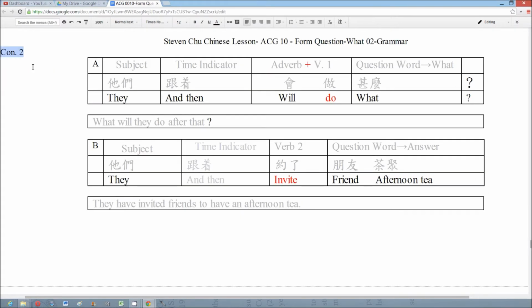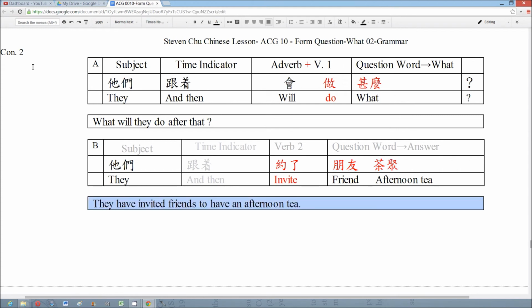This example is from conversation 2. 他們跟着會做什麼? What will they do after that? And this question is also formed by the basic sentence. Subject, time indicator, verb, and the question word what. And the answer is 他們約了朋友茶聚.